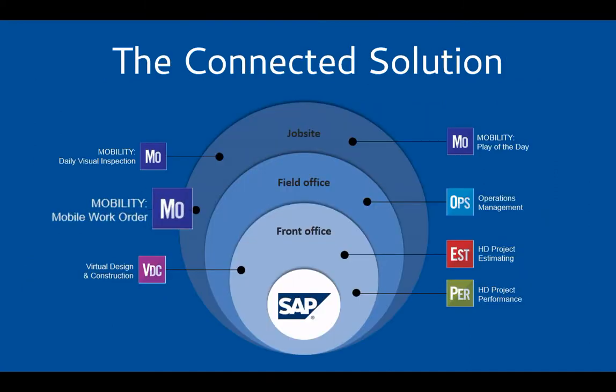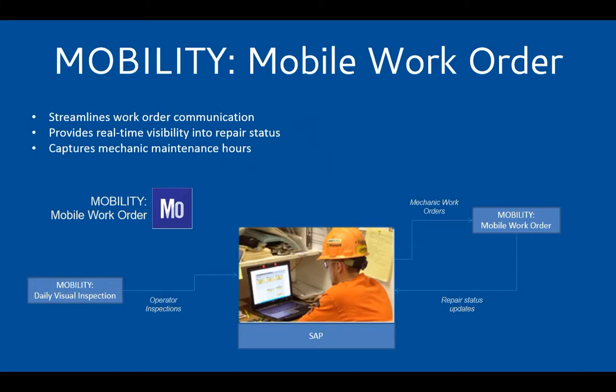Mobile Work Order is a field solution for maintenance technicians to receive and prioritize work orders, record work completed, update repair status, and record their work hours for payroll. It streamlines the entire process of communicating, prioritizing, and tracking repair work orders.